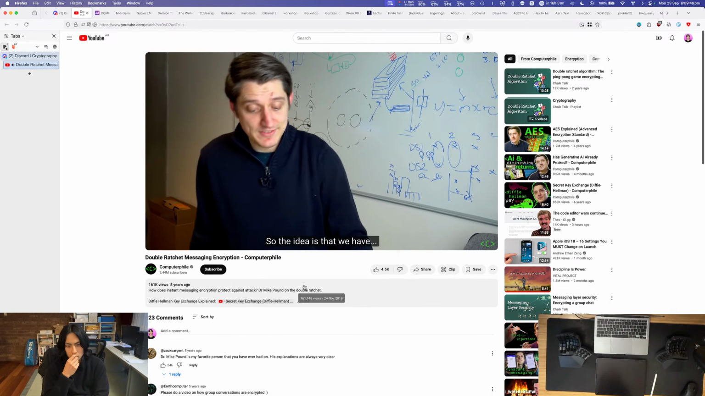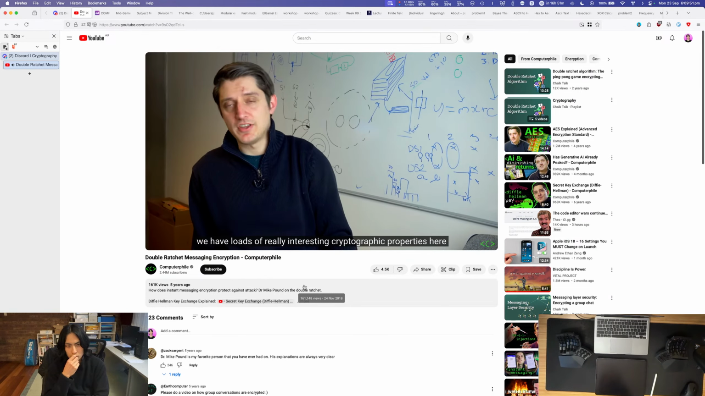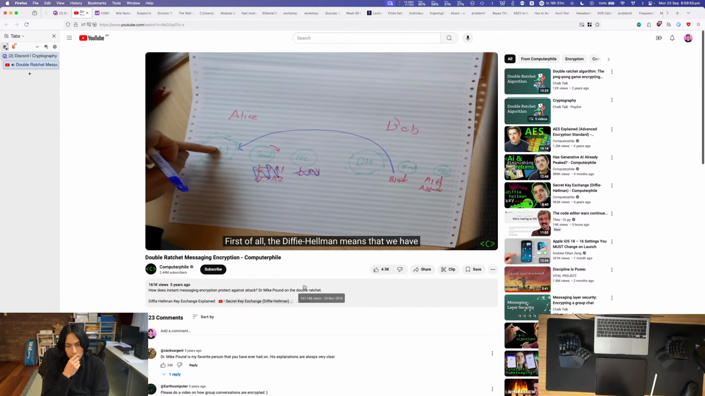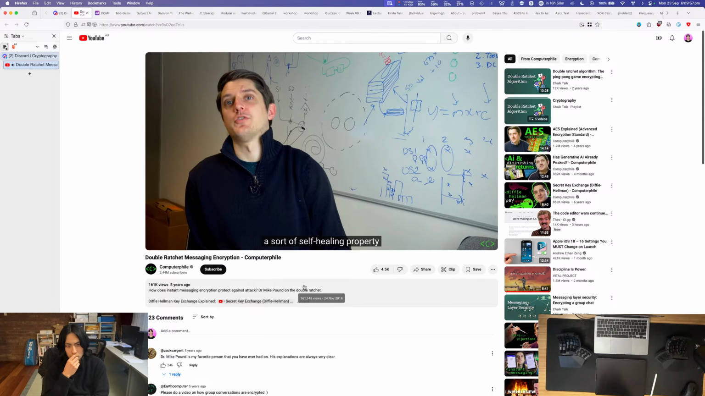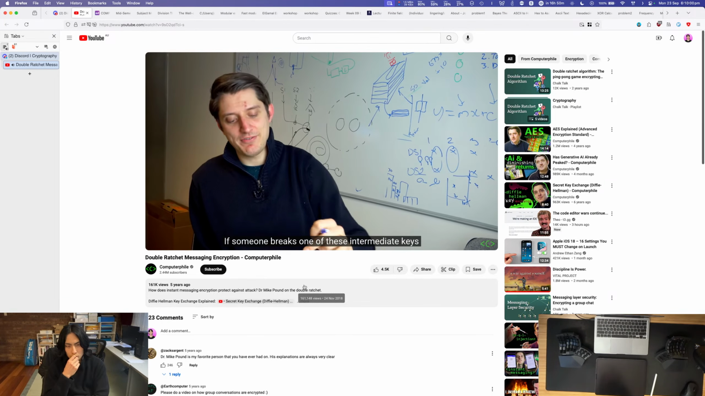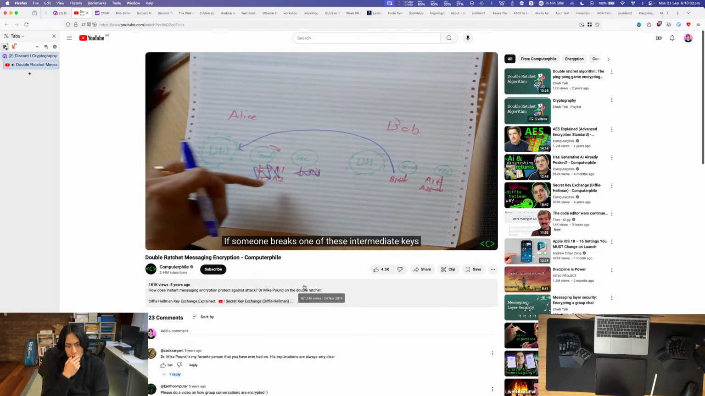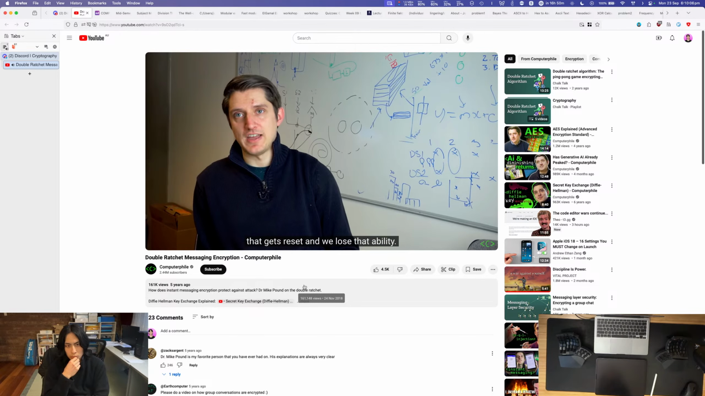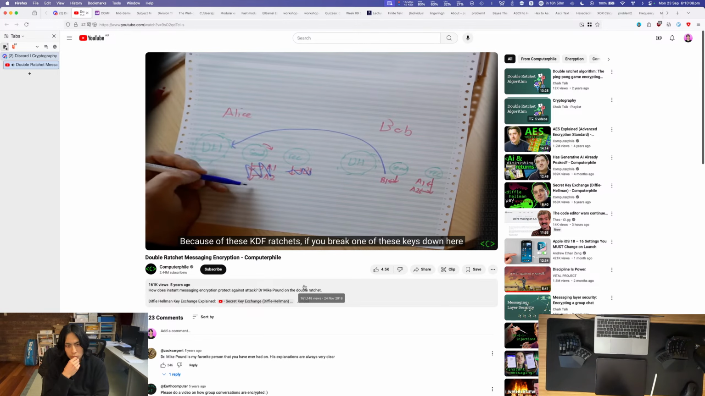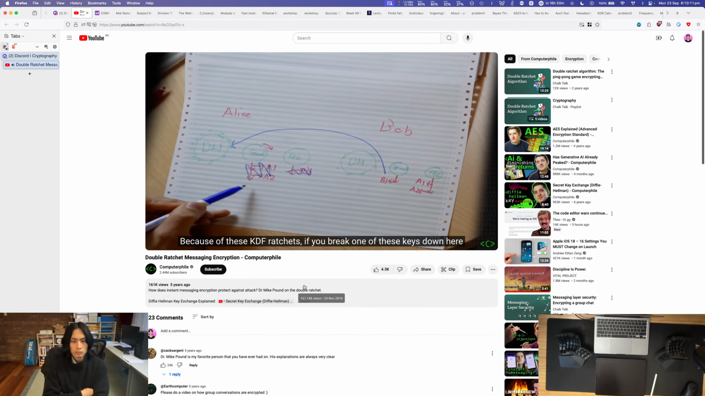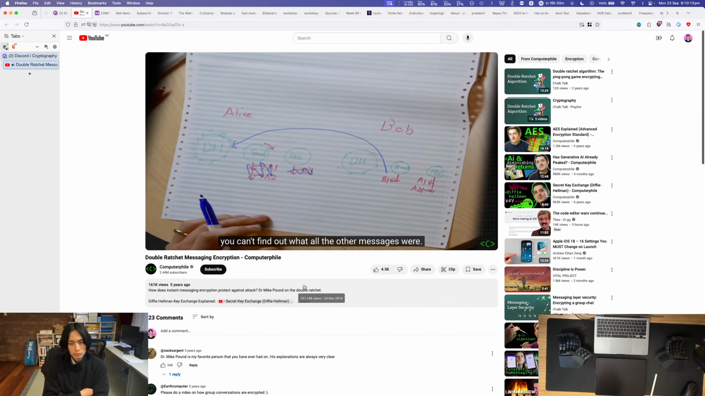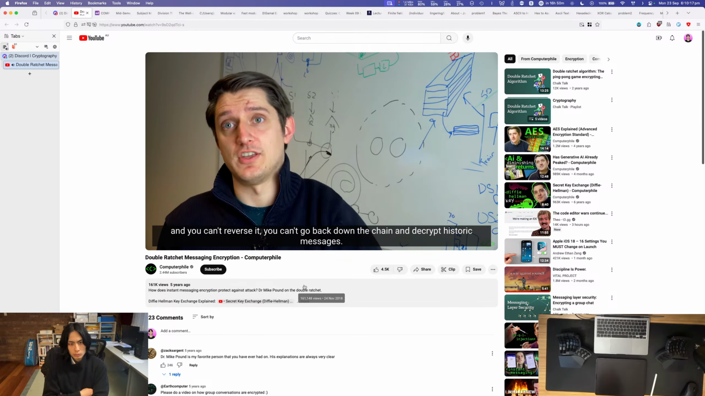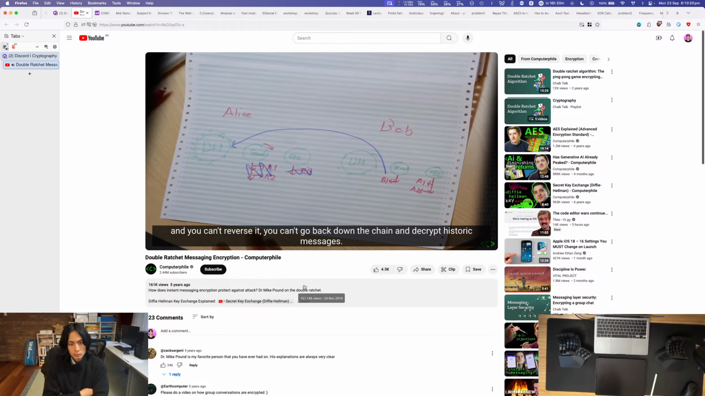Right? So the idea is that we have loads of really interesting cryptographic properties here. First of all, the Diffie-Hellman means that we have a sort of self-healing property, right? If someone breaks one of these intermediate keys, as soon as one of these Diffie-Hellman ratchets ticks over, that gets reset and we lose that ability. Because of these KDF ratchets, if you break one of these keys down here, you can't find out what all the other messages were. This method of producing keys will kind of heal itself, and you can't reverse it. You can't go back down the chain and decrypt historic messages.